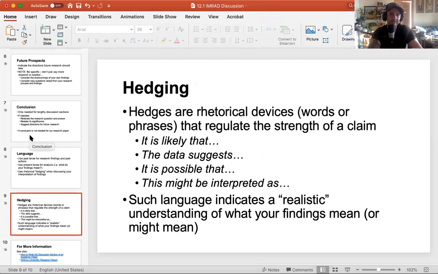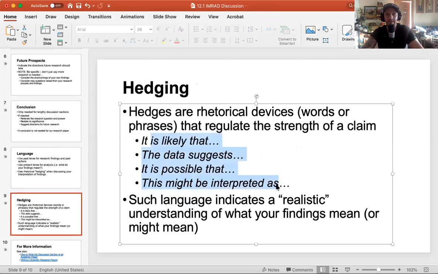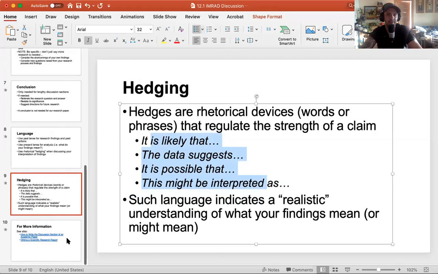Hedges are rhetorical devices, right? So like it is likely, the data suggests, it is possible. It might be interpreted as things like this, okay? It's uses of language that regulate the strength of the claim, of how strong this claim should be. And so in your discussion section, you do need to take responsibility for your claims and your solutions through hedging words, depending on how strong it is. Okay, so just make sure that you're aware of that.